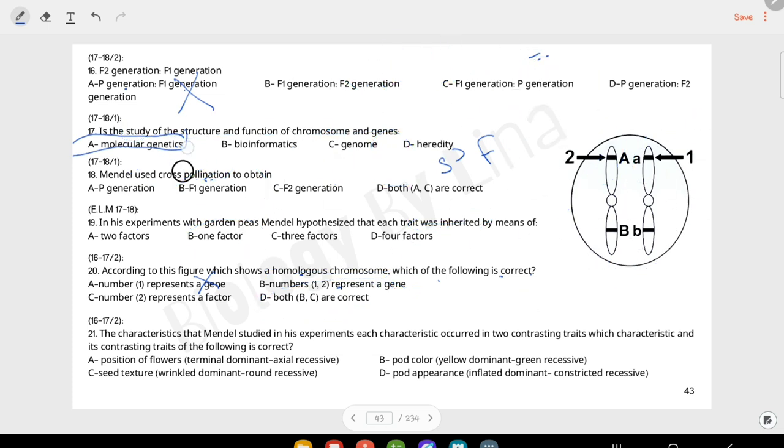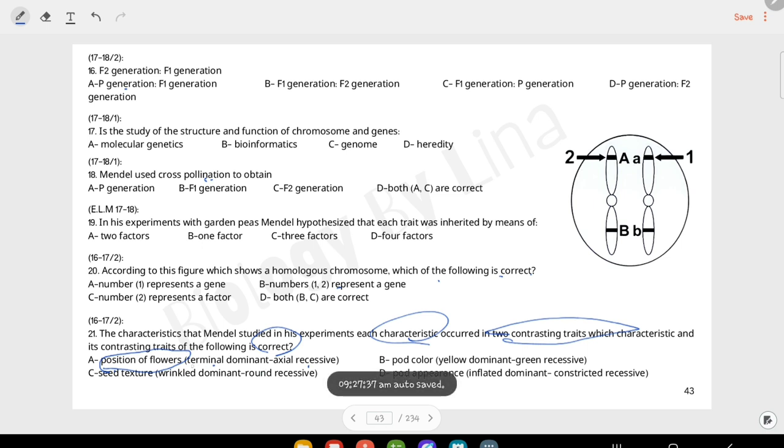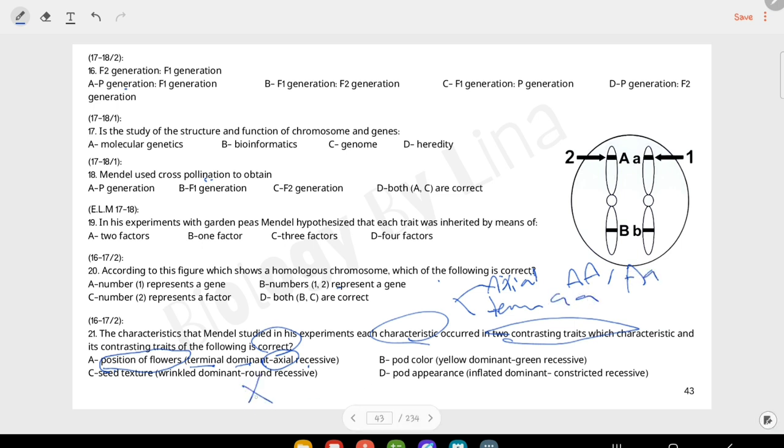Now we go to question 21. In 21, the characteristics that Mendel studied in his experiment, each character occurred in two contrasting traits. Yes, this is correct as we said before. Which character and its contrasting trait of the following is correct? We should find the character and its contrasting trait that are correct. Position of flower, we have terminal and axial. This is correct, but it's incorrect to say terminal is dominant because the axial is dominant. Axial is the dominant one and terminal is the recessive one. So this is incorrect. A.